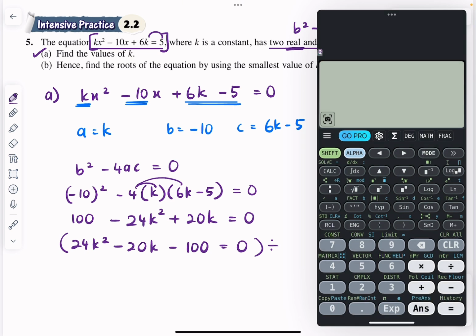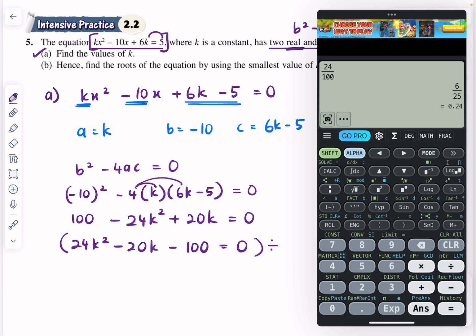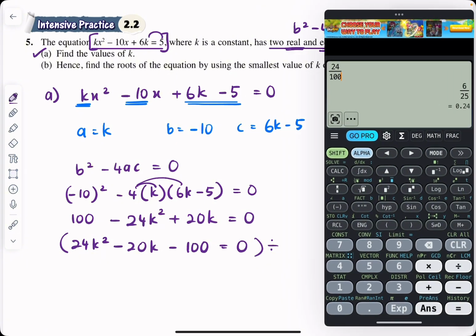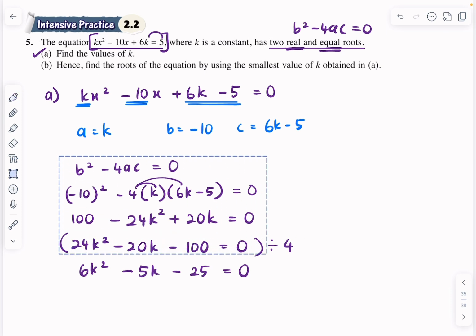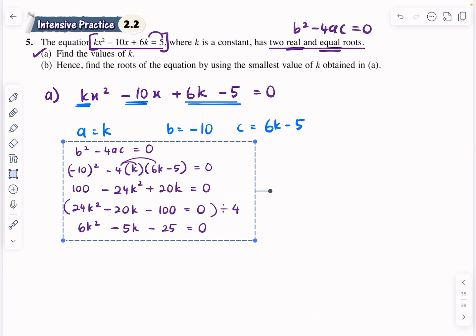Okay, we can try doing 24 and 100. So what you do is you put 24 and 100 as fractions. So your calculator will help you simplify to the simplest form. So 24 over 100 becomes 6 over 25. That means they have divided this by 4. And then we check with the 20. All these numbers can divide by 4. So we get 6k squared minus 5k minus 25 equals 0. Then we factorize. Okay. I make this all smaller a bit.